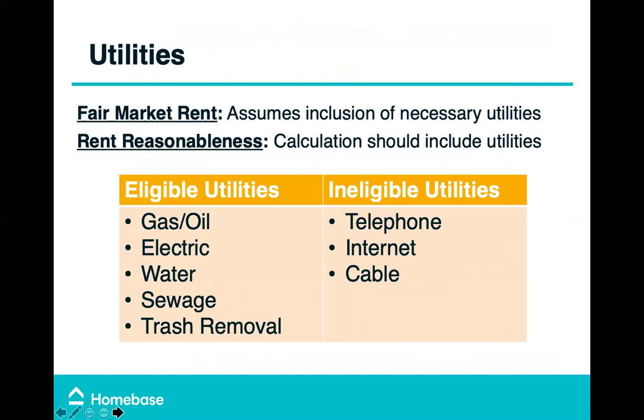HUD's fair market rent assumes that rent includes necessary utilities, so there are additional steps projects will need to take whenever tenants pay for utilities separate from rent. This may result in a reduction in the tenant's occupancy charge or portion of the rent payment, or in a utility reimbursement to the tenant. CoC funds can be used to cover only eligible utilities, meaning PG&E, water, sewage, and trash, and cannot be used for things like internet or cable.